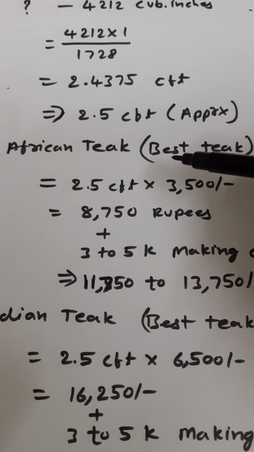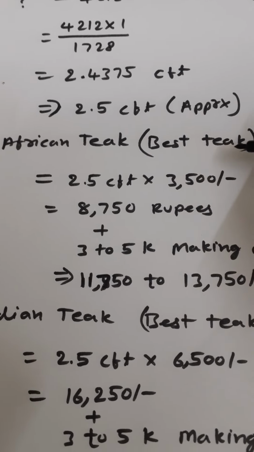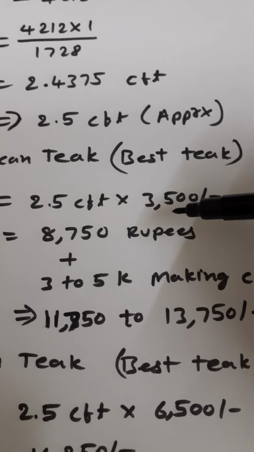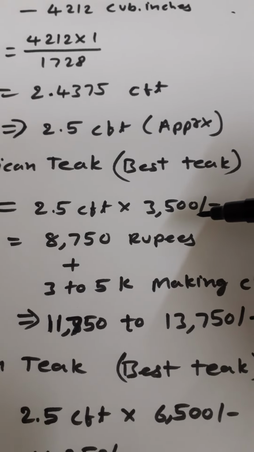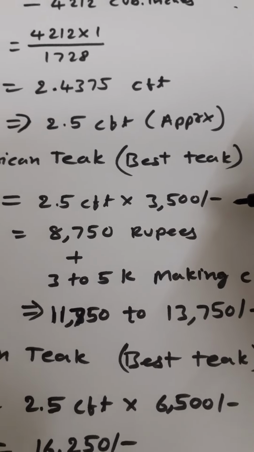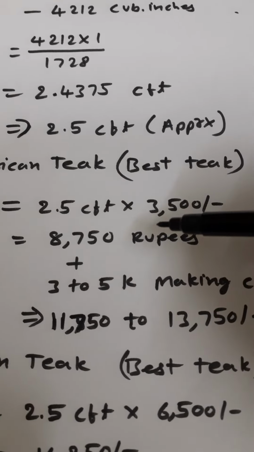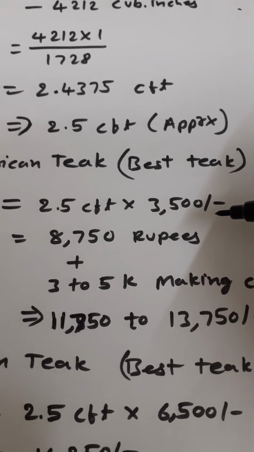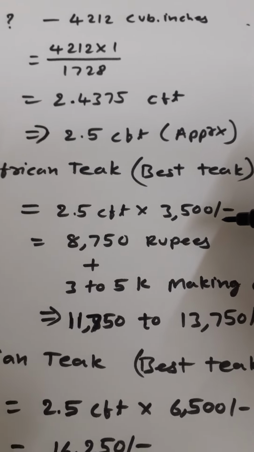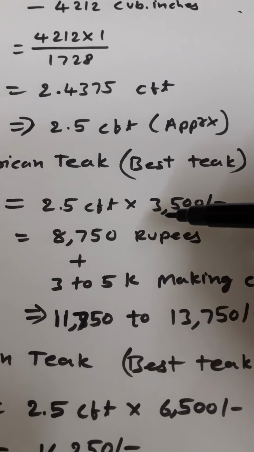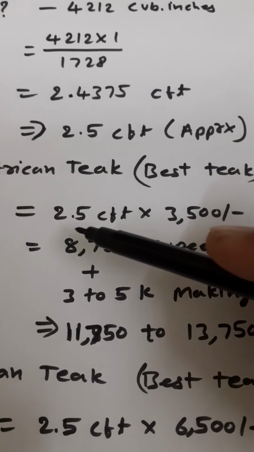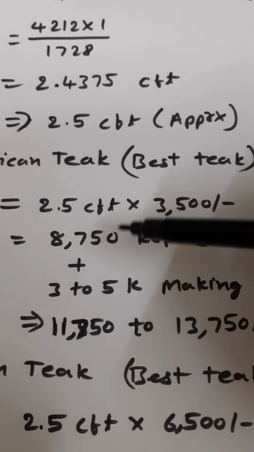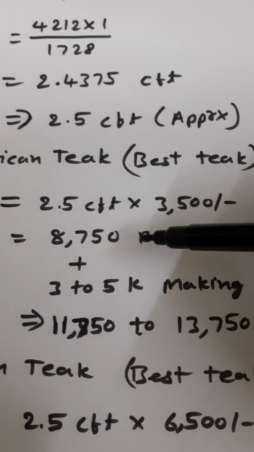So the first quality of the teak is called as best teak, BT. Generally in the market the price varies between 1500 rupees per CFT to 3500, 4000 rupees per CFT for the African teak. So I am considering for a good quality teak, the best teak, as 3500 rupees per CFT. So for 1 cubic feet of African teak of the best quality, I am considering 3500 rupees. I am multiplying it with 2.5 CFT, that is the wood we require for making the door shutter. So we will get about 8750 rupees.